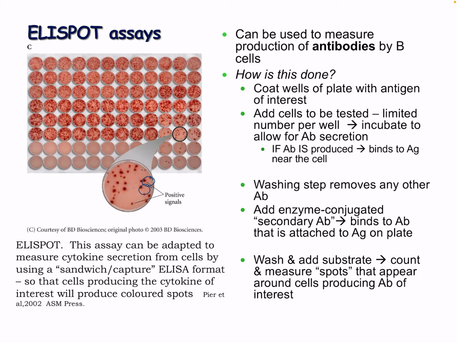ELISA spot assays can be used to measure the production of antibodies by B cells. Again, we coat the wells of the plate with an antigen of interest. We add the cells to be tested, with a limited number per well, and we incubate and allow for antibody secretion. If antibody is produced, this binds to the antigen near the cell. The washing step removes any other antibody. We add the enzyme conjugated secondary antibody, and this binds to the antibody that is attached to the antigen on the plate. Then we wash and add substrate, count and measure the spots that appear around the cells producing antibody of interest. So again, we essentially zoom in and count the spots, and these spots are positive signals.